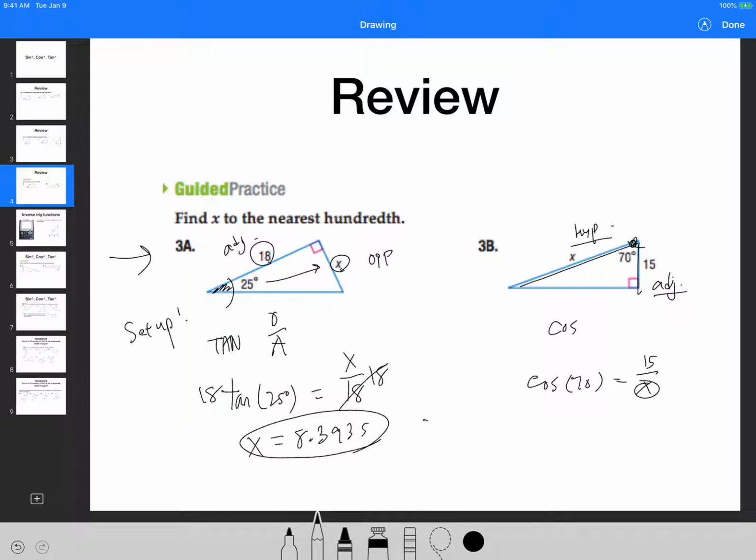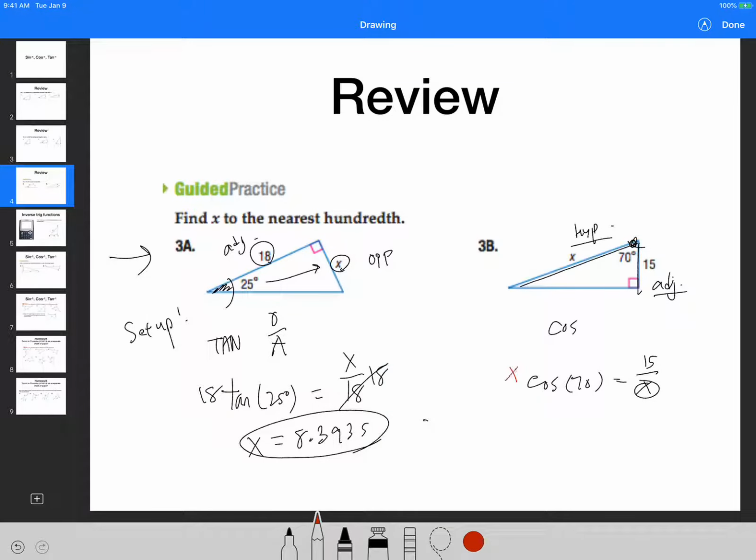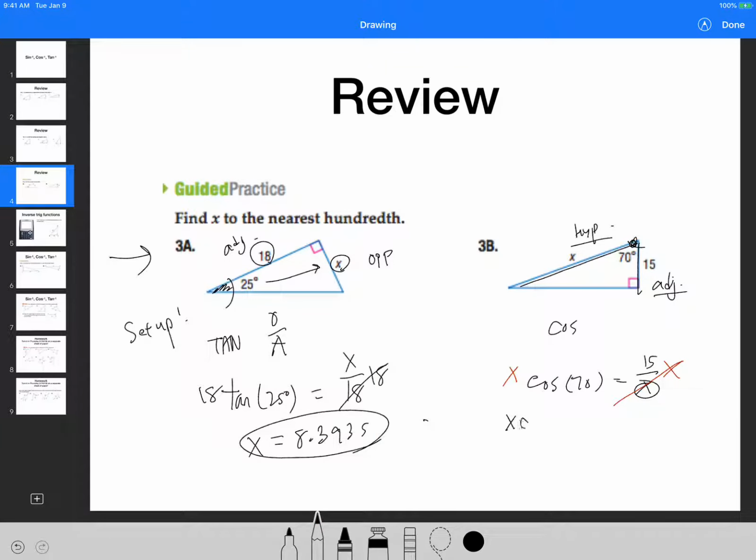Now notice how x is in the denominator, so that means you have to multiply both sides by x first to get rid of the denominator. So then it will be x times cosine of 70 is equal to 15, because x is now gotten rid of. Then divide away cosine of 70 degrees on both sides, and you will get x by itself. So x is 15 divided by cosine of 70 degrees, which gives you 43.85706.